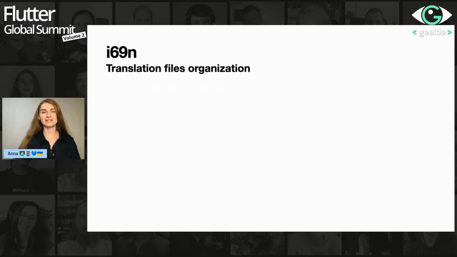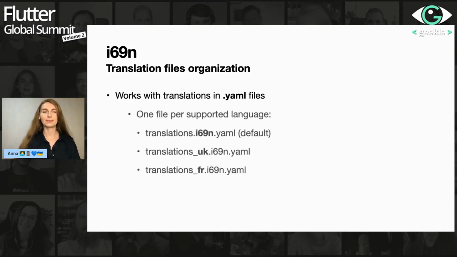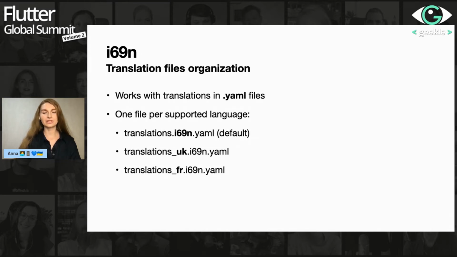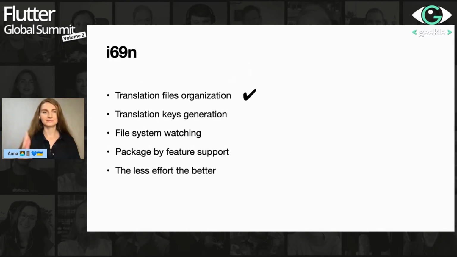Translation files organization. This package works with translations stored in YAML files. Each supported language has a dedicated file with an underscore and a special suffix in its name, consisting of a language code and .i69n. The default language file doesn't have to specify the language code. And files can be located anywhere under the lib folder. Check.